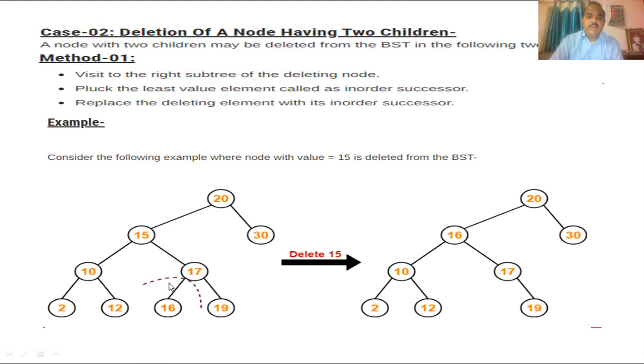Is there ascending order? No. That's why we should take 16 as the parent node, then 17, 19. Now 2, 10, 12 is ascending order, and 15, 16, 17, 19 is ascending order. Like that. Then this is the binary search tree, the first method.